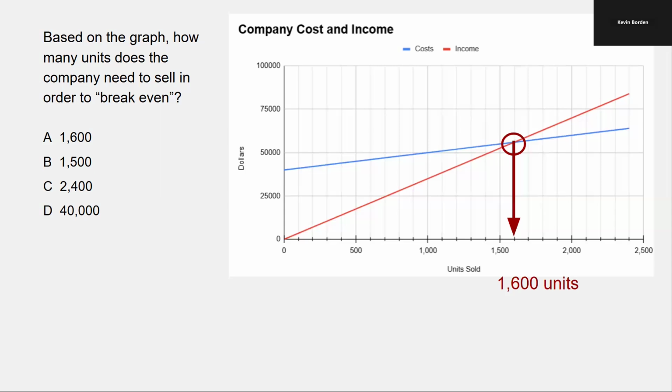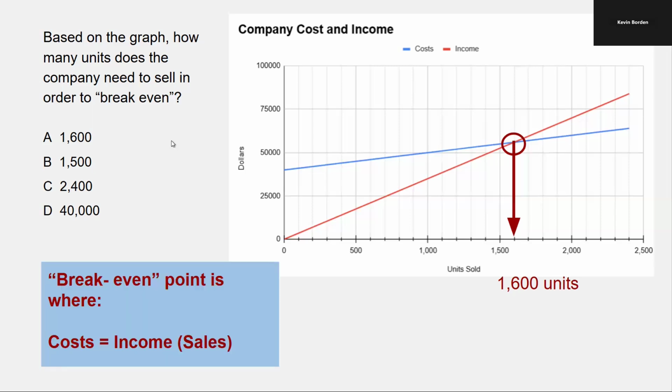So we look over at our answers and we see answer A, 1,600 units, and that is the correct answer to this problem. So it's a pretty easy question once you understand what break even means and where to look for that break even point on a graph that's showing a comparison of costs and income. So major takeaway from this problem is the break even point is where costs equal income. Look for that point and it should help you answer the question.